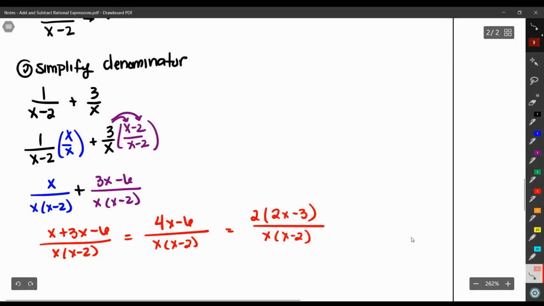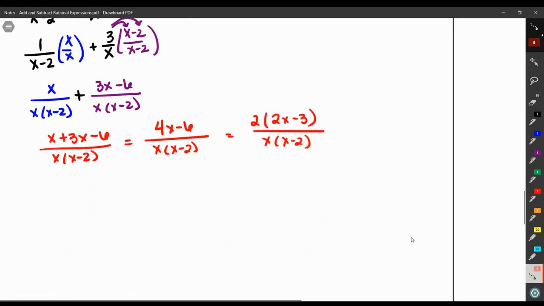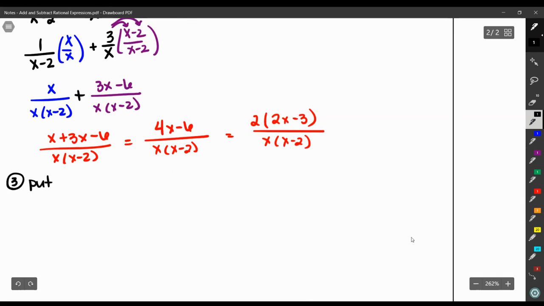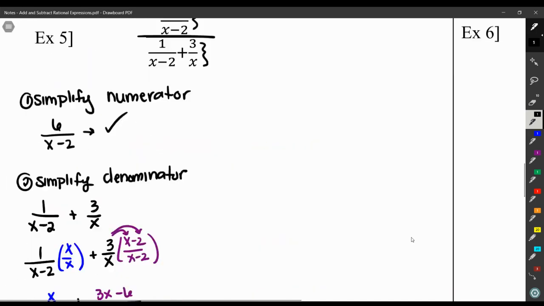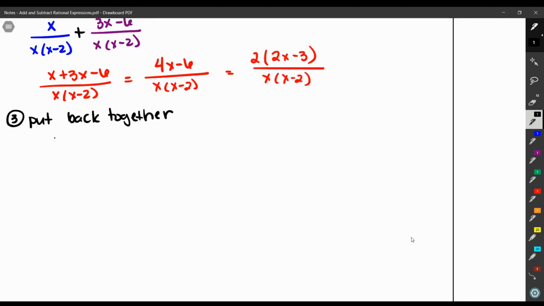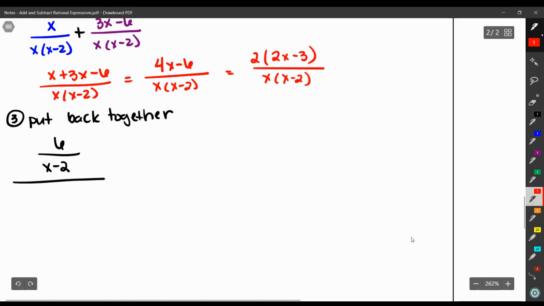And here's the simplified version of that denominator here. So now step 3 is we're going to put everything back together. So our numerator didn't change. That 6 over x minus 2 was as simple as we could get it. So 6 over x minus 2 all over the denominator, however, simplified into that red fraction: 2 times 2x minus 3 over x times x minus 2.